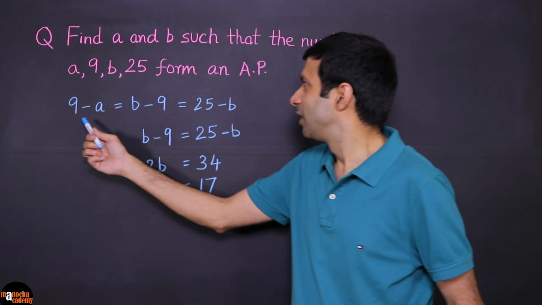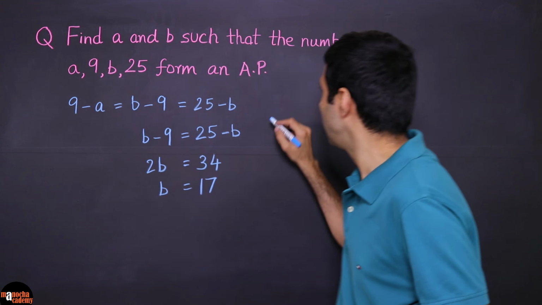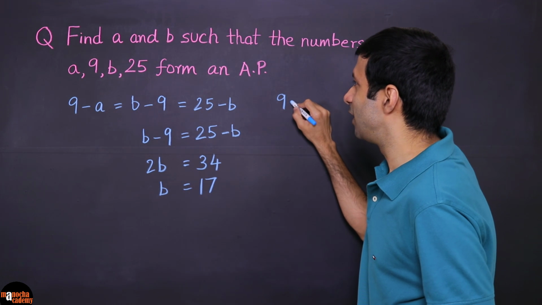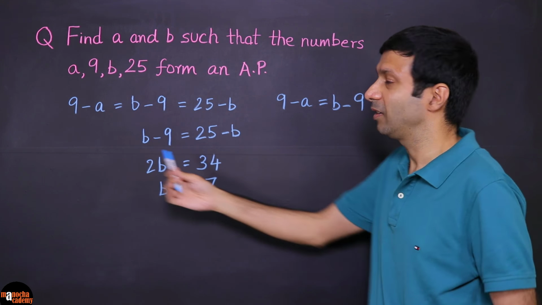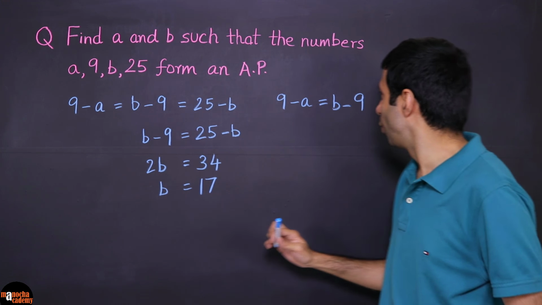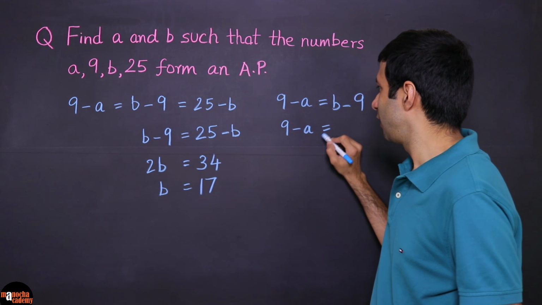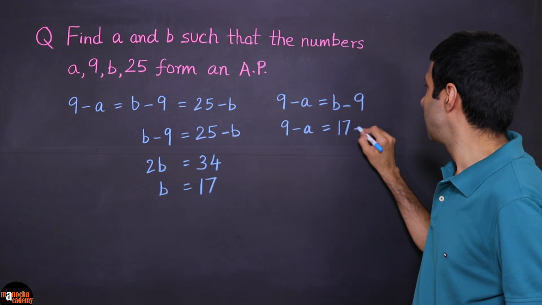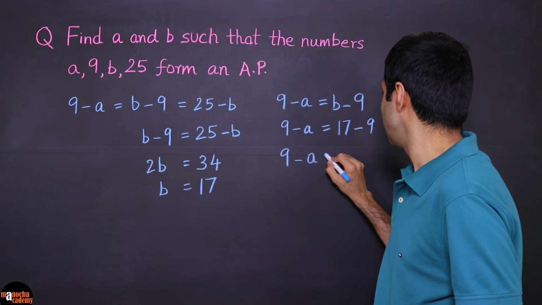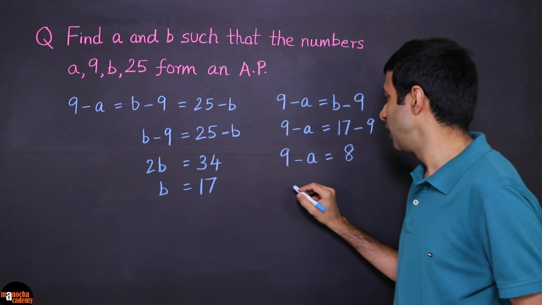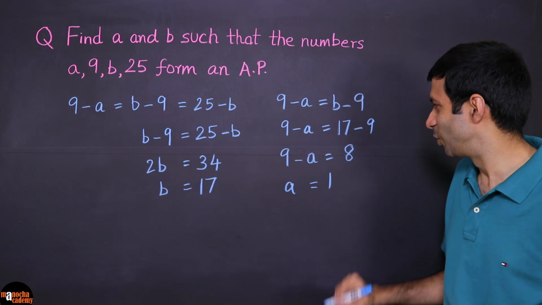Now we can use this part, 9 minus A equals B minus 9, to easily find A. So let me write that down here. 9 minus A equals B minus 9, right? I'm using this part, and since we already have the value of B, it's going to be 9 minus A equals 17 minus 9. So 9 minus A is equal to 8. And so basically, if you solve it, A is equal to 1. So there we found our answer.